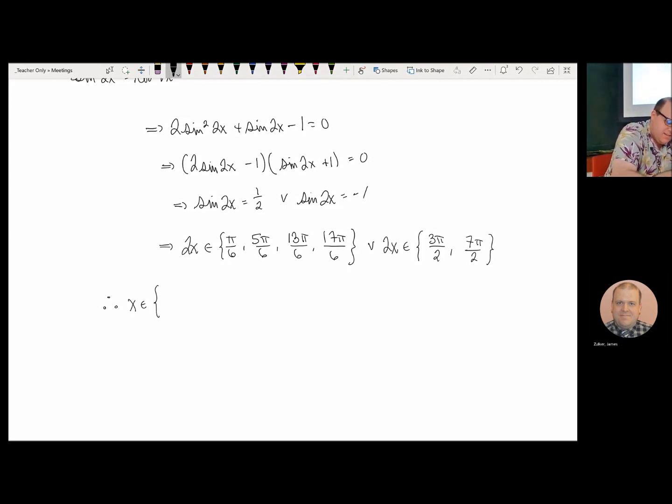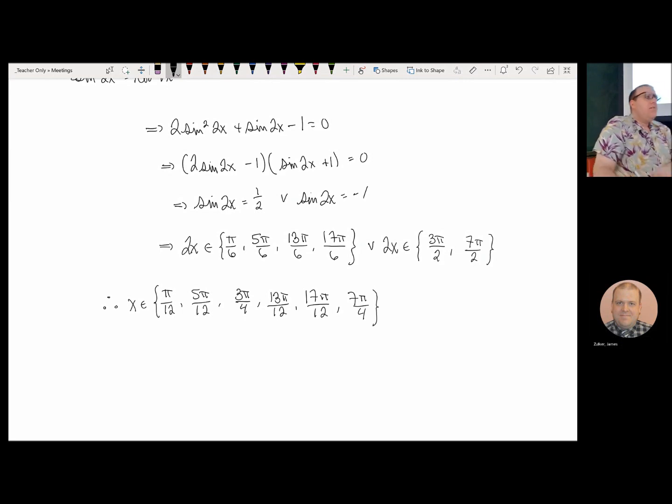X would be pi over 12, 5 pi over 12, oops, 3 pi over 4, 13 pi over 12, 17 pi over 12, and 7 pi over 4. And again, it was just identities.